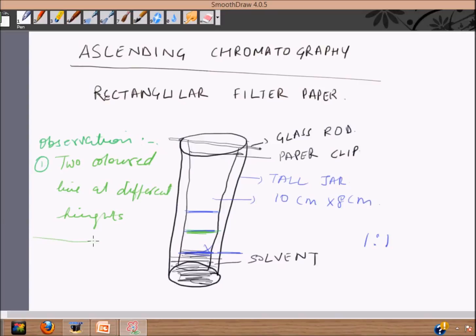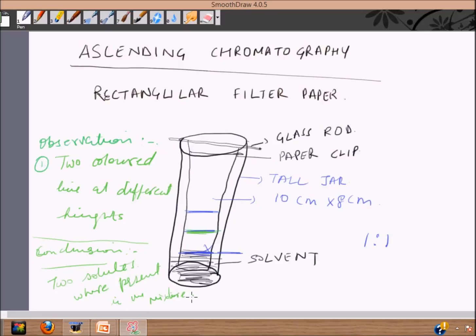By this experiment we now conclude that this simple experiment shows that the mixture contained two different solutes. This is the conclusion we draw from this experiment, that two solutes were present in the mixture, right?